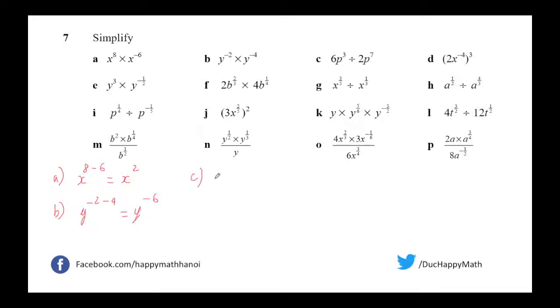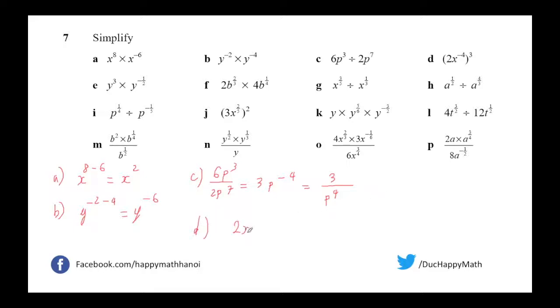C, you have 6p cubed divided by 2p to the power of 7. So you get a 3 and p to the power of -4, because 3 minus 7 is -4. So 3 times p to the power of -4 means 3 over p to the power of 4. You know how? About D?